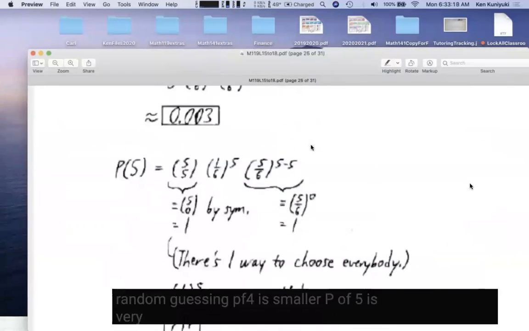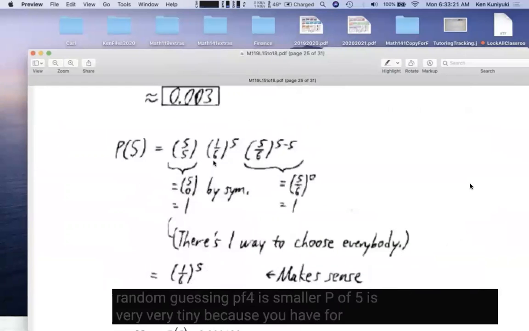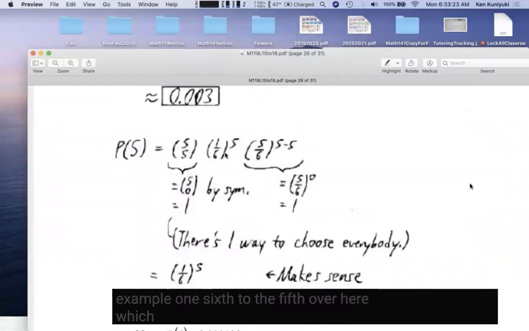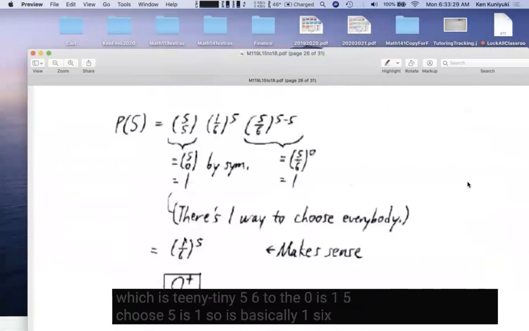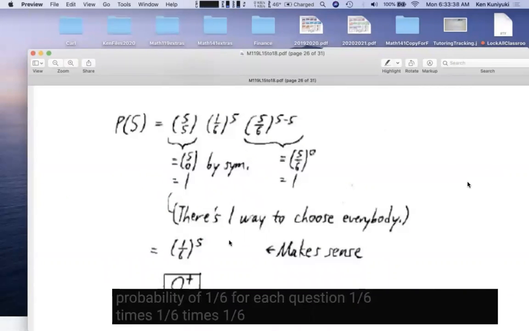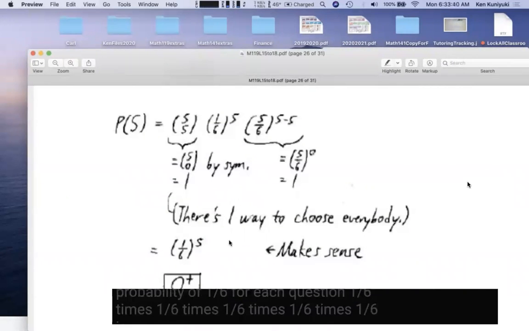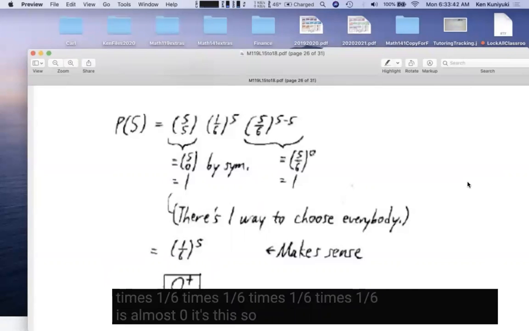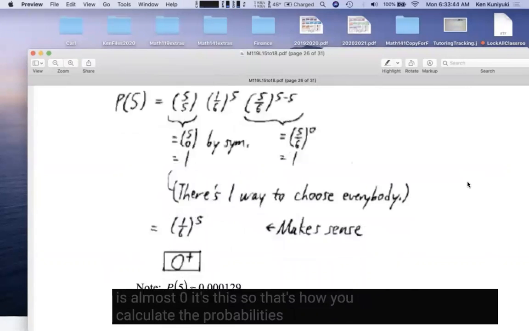P of 5 is very, very tiny because you have, for example, 1/6 to the 5th over here, which is teeny tiny. 5/6 to the 0 is 1. 5 choose 5 is 1. So it's basically 1/6 to the 5th. The probability of getting 5 questions correct, success probability of 1/6 for each question, 1/6 times 1/6 times 1/6 times 1/6 times 1/6, it's almost 0. It's this. So that's how you calculate the probabilities.